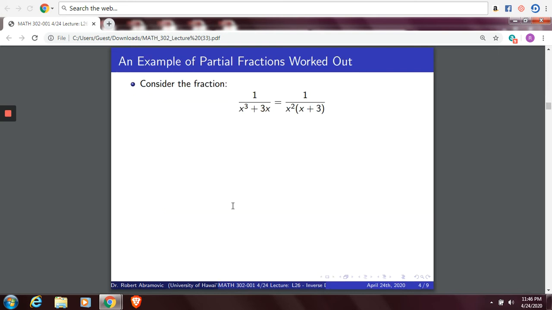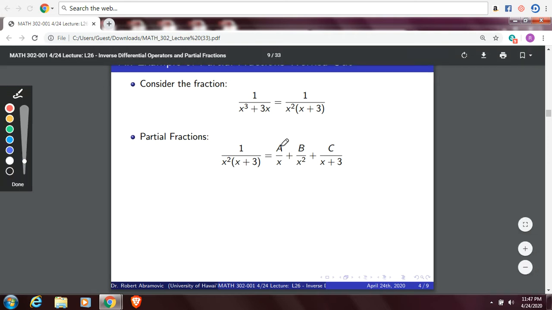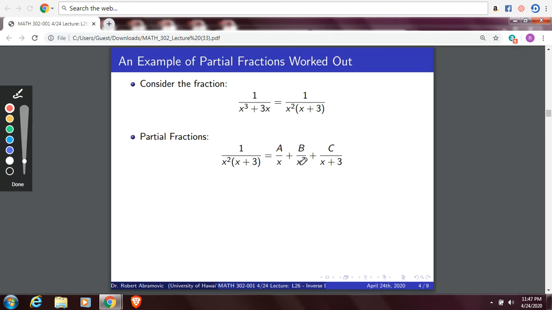Now let's go over an example. Let's consider this fraction, 1 over x cubed plus 3x squared. When you factor it, so this should have been an x squared, 1 over x cubed plus 3x squared is 1 over x squared times x plus 3. We can rewrite this as a over x plus b over x squared.